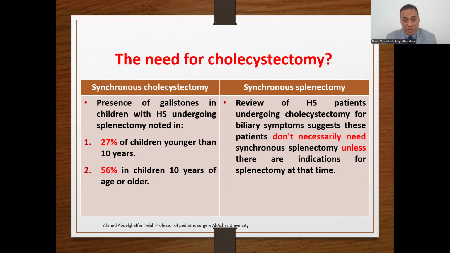So the matter is different. If you face a child with spleen enlargement in hereditary spherocytosis and destruction, and with gallstones, you can remove the gallbladder at the same time. However, if the opposite happens, you are faced with a biliary problem and the spleen is normal, it is a mild case, you don't need to remove the spleen except if there is an indication, because the spleen is part of the immune system and plays an important role.